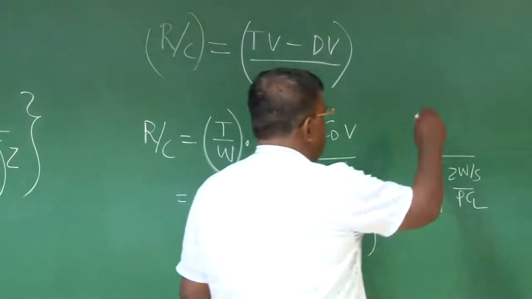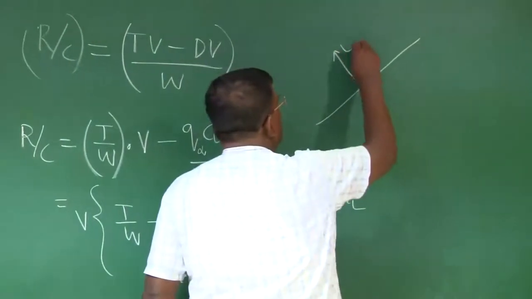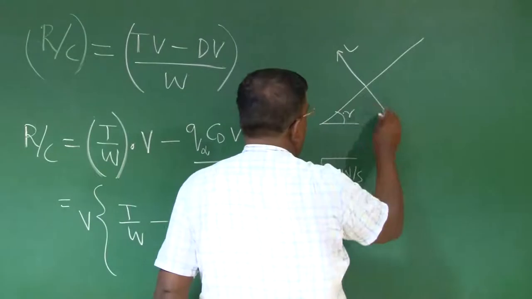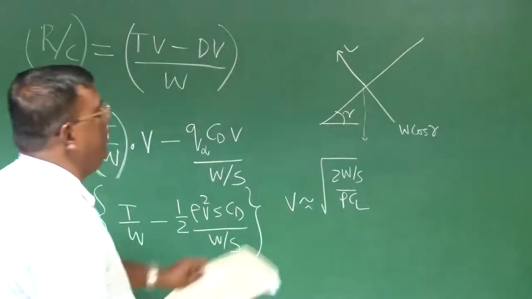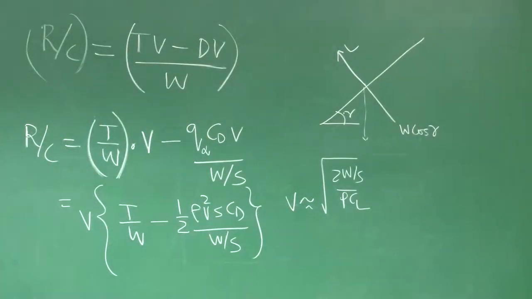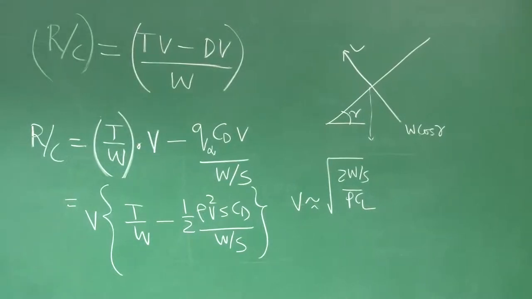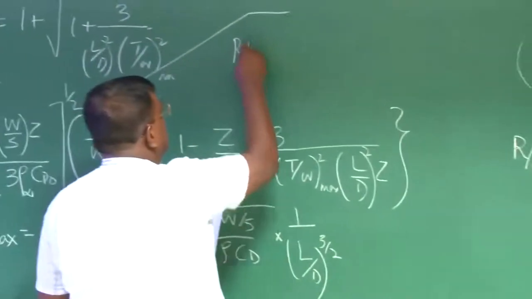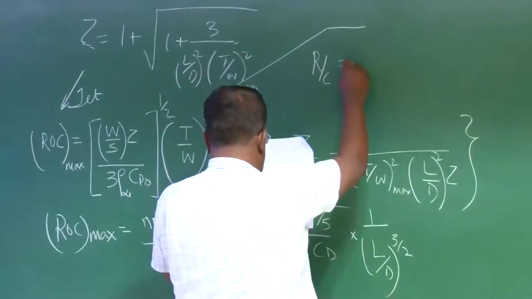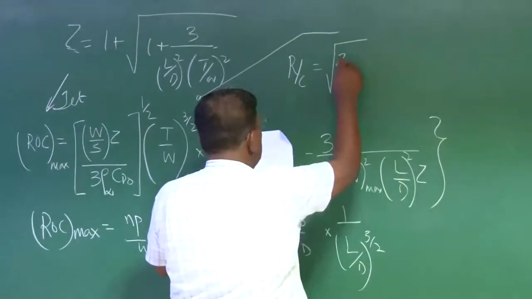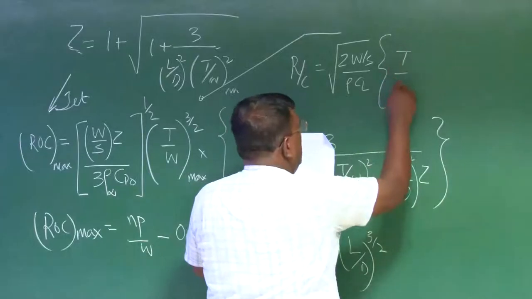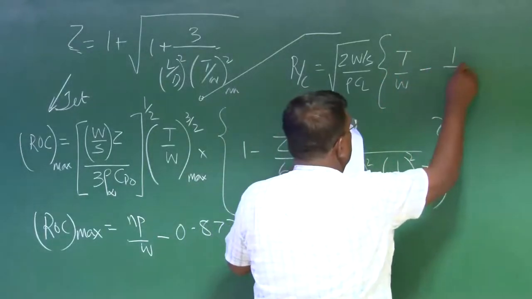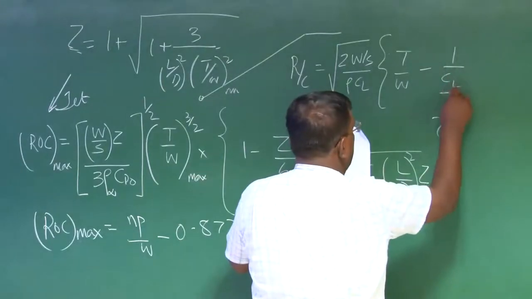As you understand, when I'm climbing, the lift is going to balance only the W cos gamma component. So there will be a cos gamma here, but we're assuming a small climb. If that is true, then what do I get? Then I get rate of climb equal to under root 2 W by S by rho CL into T by W minus 1 by CL by CD.